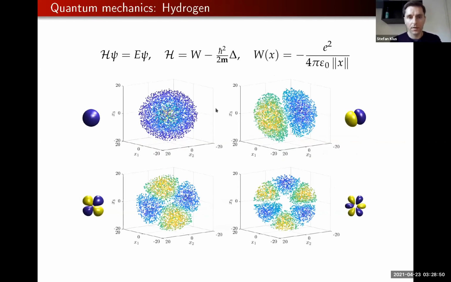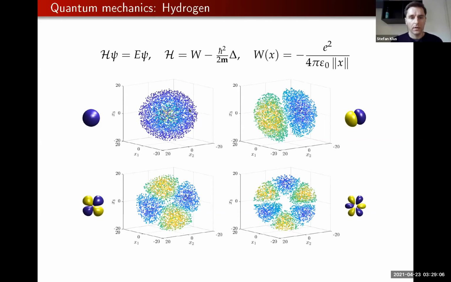We can also apply this to slightly more complicated problems. This is now here for the hydrogen atom. Again, we want to find eigenfunctions of the time-independent Schrödinger equation. Shown here is the potential for the hydrogen atom.